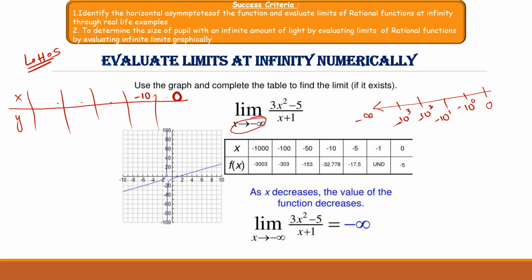minus 10 to the power of 0, then negative 10 to the power of 1, negative 10 to the power of 2, negative 10 to the power of 3. This shows that you are going like this. Okay, so when you will write, you will get negative 5, you will get negative 32.778, you will get negative 303, you will get negative 32.78 here.